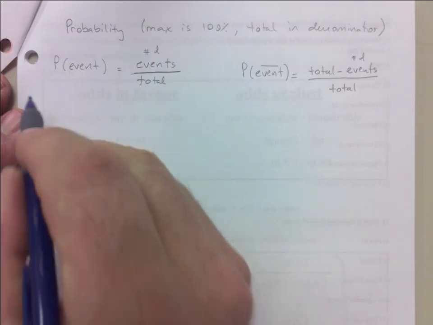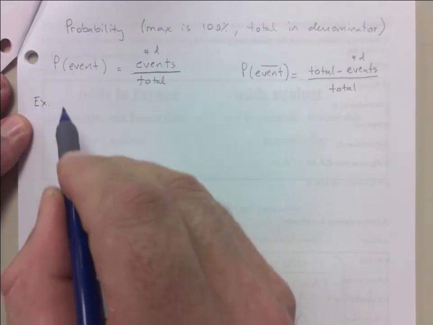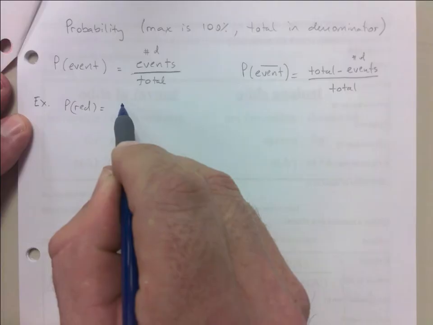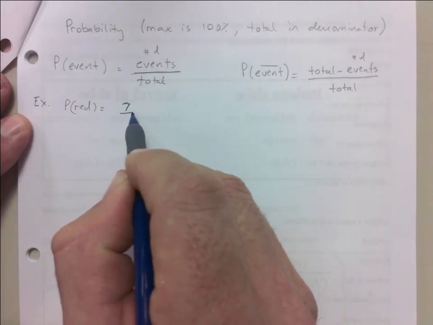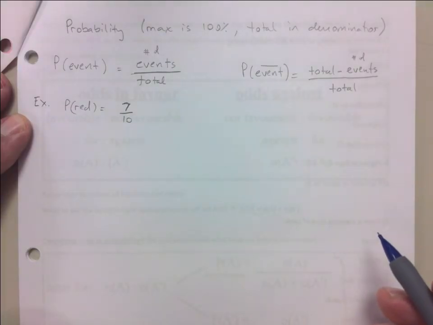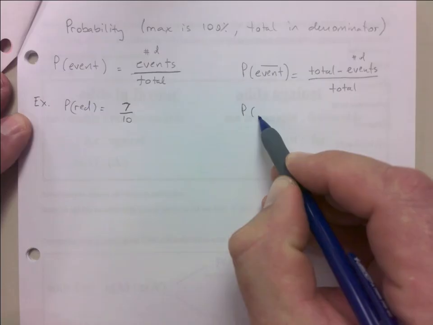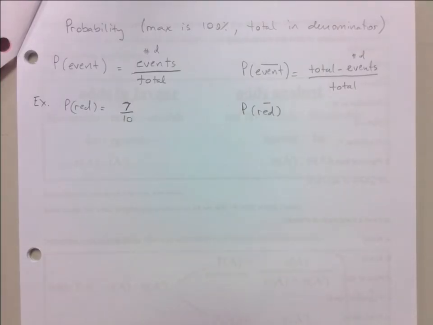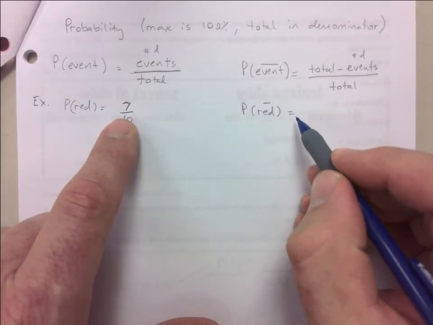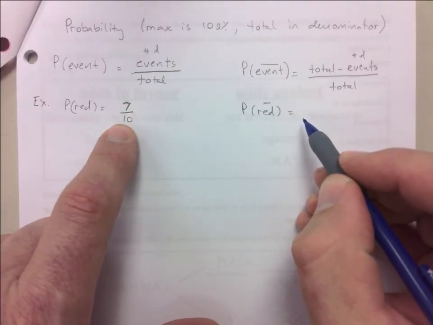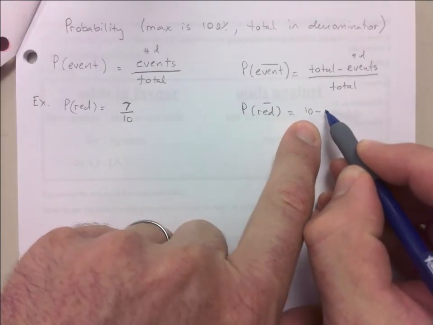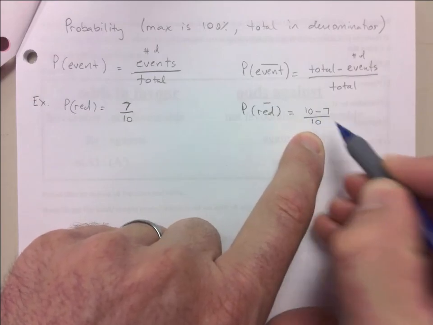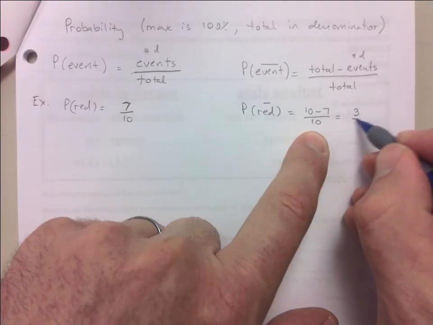I'll give you an example. I think that's the best way we learn. Example: probability of drawing a red marble. Let's say I give you it's 7 out of 10. You should immediately know the probability of not getting a red. You have all the information here to figure out the probability of it not happening. Basically, you can tell that it's going to be 3 out of 10 just by looking at this. But sometimes the numbers are going to be really big. So we're going to go 10 minus 7 over 10. Okay? So that'd be 3 out of 10.